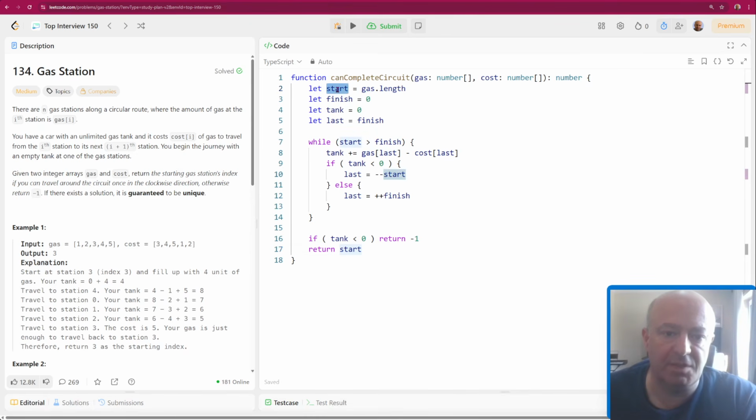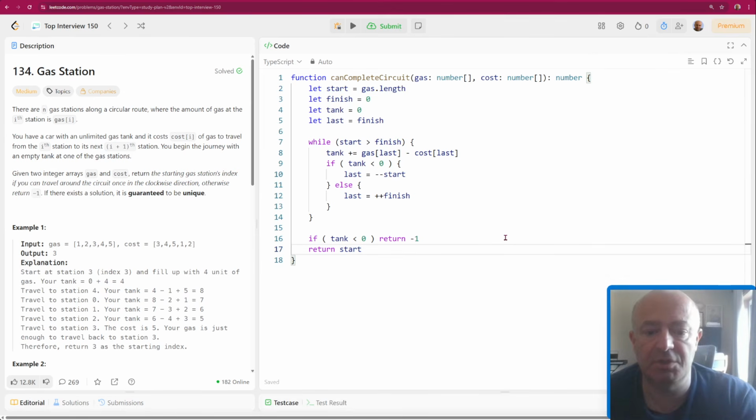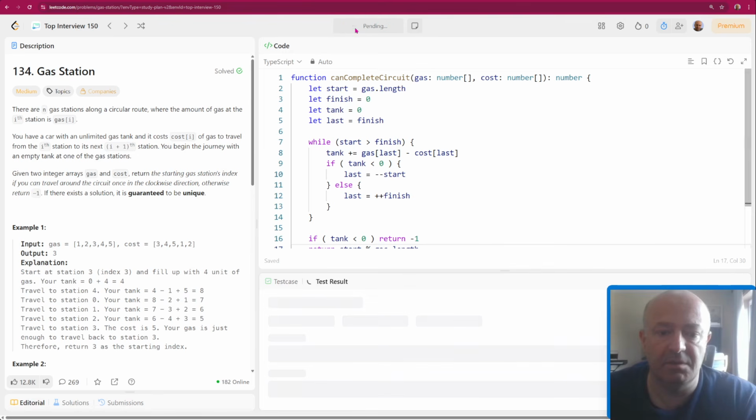But otherwise, we would return start with a little trick. I mean, if start does not change, then it's a big number. It's n. We need 0 instead of it. So we could just take a modulo gas length, right? So if we do that, we should be fine. Let's see if it runs through our pretests.